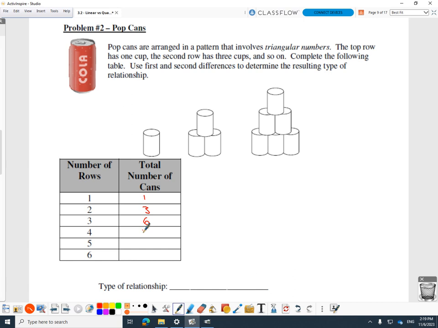Yes, yes. Then try the next one. Then figure out how many for 5 rows. Then for 6 rows. And that should be enough to go, oh.